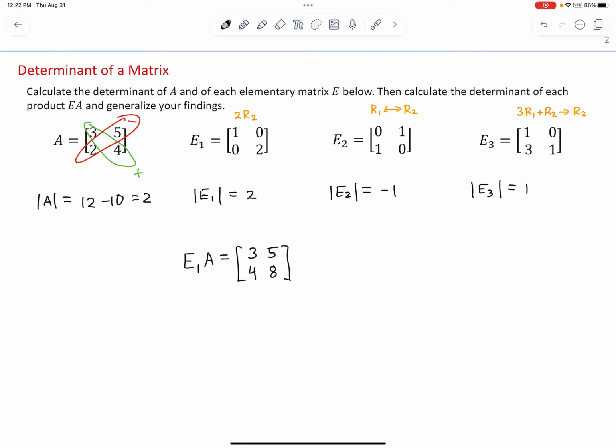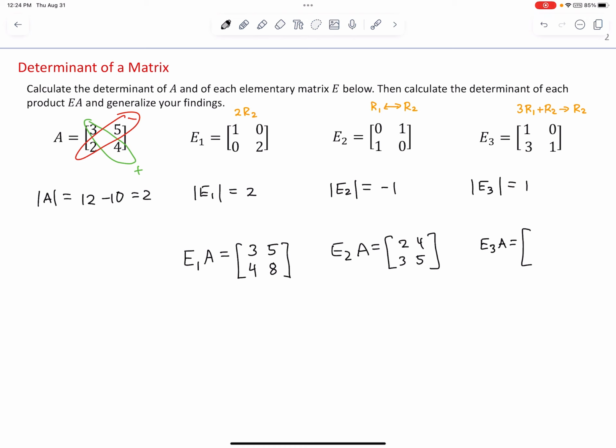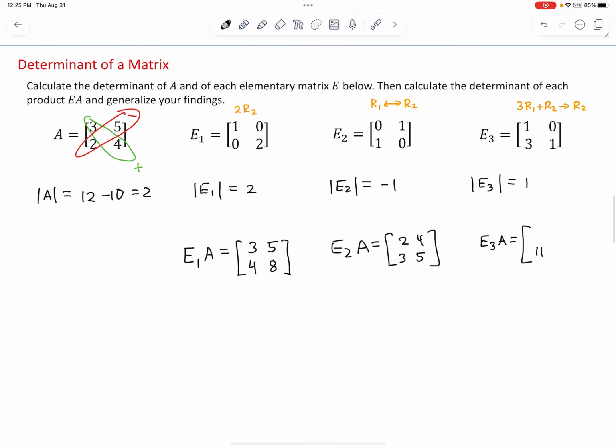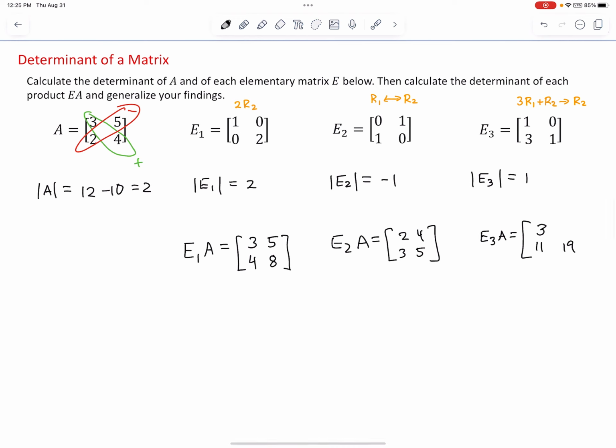Okay, let's go ahead and do all of the calculations of these matrices real fast. So E2 times A. This is effectively doing a row 1, row 2 interchange on the matrix A. So that's going to put 2, 4 up top and 3, 5 below. Okay, now let's do E3 times A. This will have the effect on A of doing the same row operation that was performed on I to produce E3. So do that same row operation on A instead. We triple row 1, add row 2 to make a new row 2. So we're going to triple 3, which is 9. Add that to 2, makes 11. Triple 5 is 15. Add 4 is 19. And the first row stays the same. So that's just 3, 5.